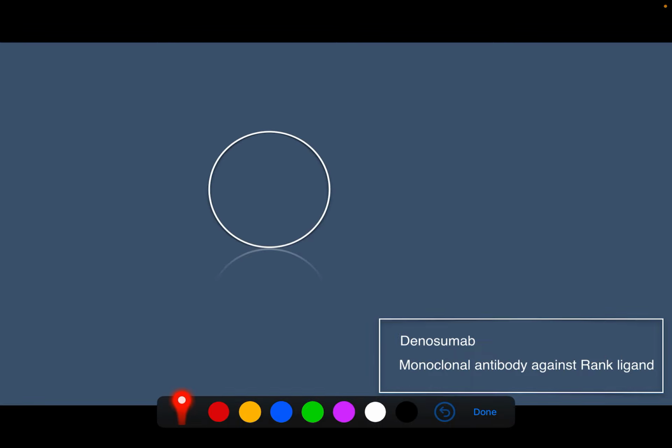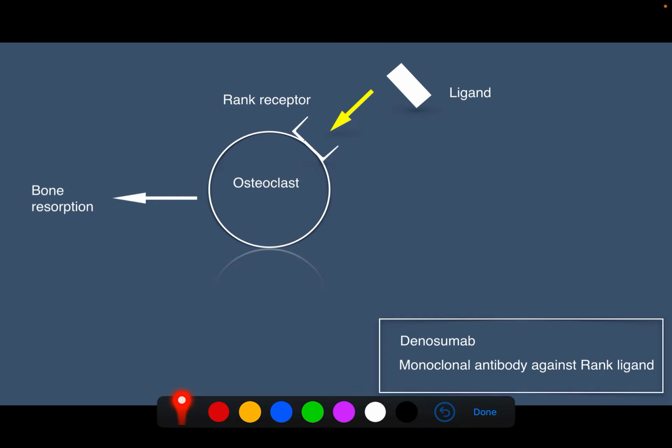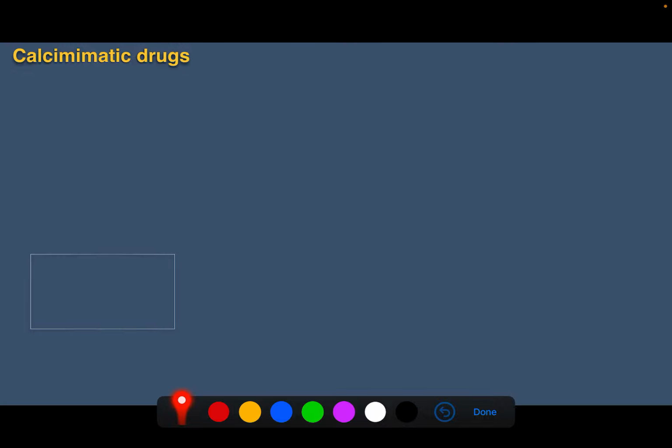Now we have another class of drugs which are monoclonal antibodies against RANK ligand. What's this? Let's say this is an osteoclast. It has a receptor, the RANK receptor. There is a ligand which stimulates this receptor and causes bone resorption, osteoclastic activity. Now we need to inhibit this osteoclast because it's breaking the bones, right? So there is an antibody called denosumab which is against this RANK system. Done. Which inhibits osteoporosis.